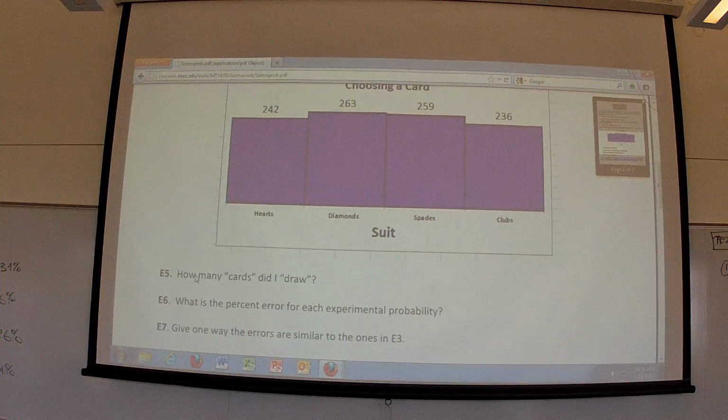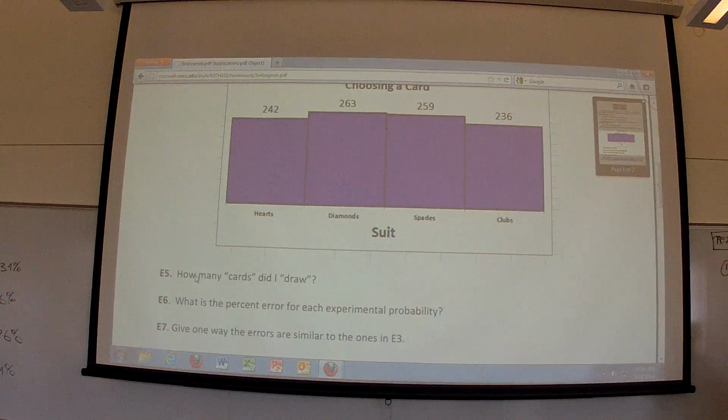So friends, now that we've done E3 and E4, I think E5 and E6 are pretty clear. Do you see how the setup's going to be the same? What do you think is going to be different? The amount of times you draw. Exactly. How many times did I draw? It looks like 1,000. It looks like about 250 each.